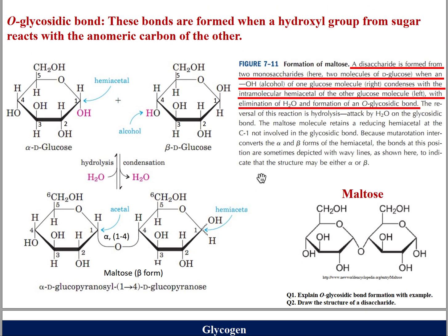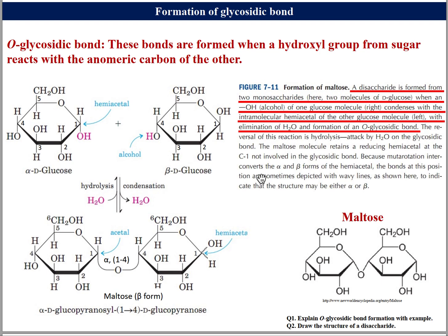Before studying glycogenesis, we need to know what a glycosidic bond is and how it is formed. Although we studied this in the last class, today we can repeat it once again. When a hydroxyl group of one sugar reacts with the hydroxyl group of the anomeric carbon of another sugar, releasing one molecule of water, an alpha 1,4 linkage is formed. This is the glycosidic bond.